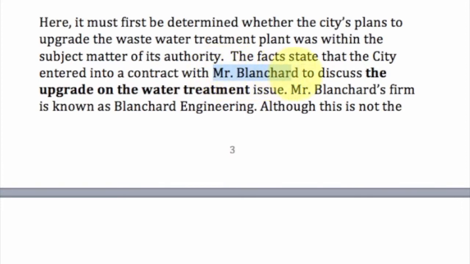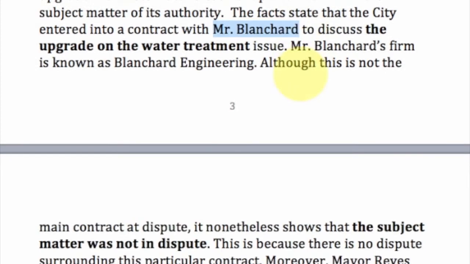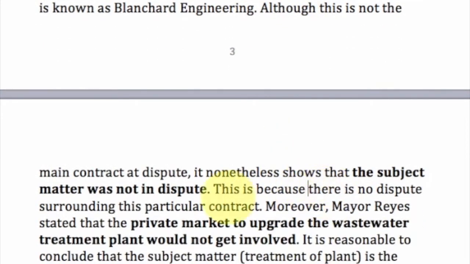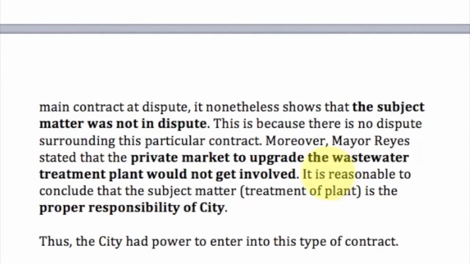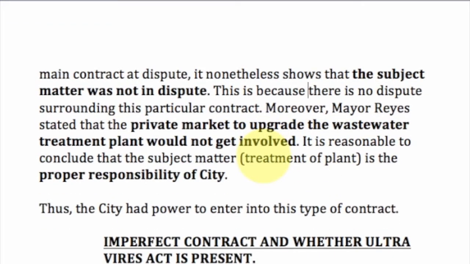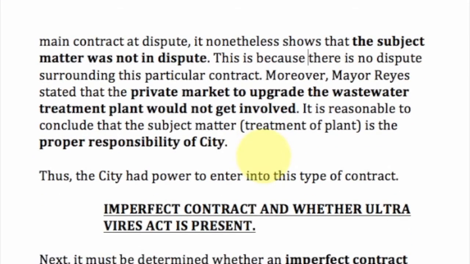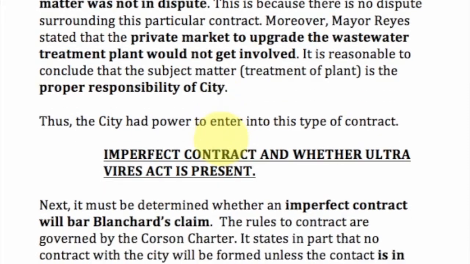Okay, so here, of course, the city contracted with Mr. Blanchard to upgrade the water treatment. So there seems to be no dispute about that. And also the Mayor Reyes, no relation here, okay? She says that the private market will not get involved. So it does seem that the city did have the proper subject matter. So that is met. Now let's keep going.